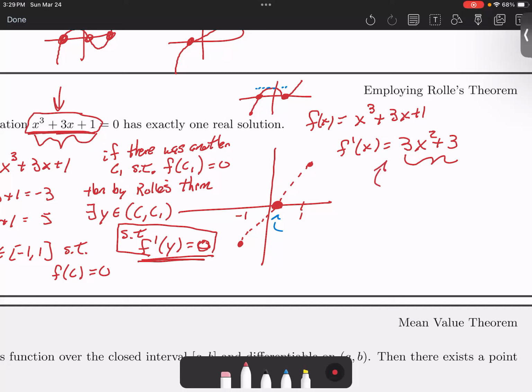In fact, it's always going to be positive, which means that this cubic function connects -1, -3, and 1, 5 by monotonically increasing, right? It never turns around and decreases. It never gives you yourself another 0 because this derivative is always positive. So you're always increasing. Therefore, you only have 1 real 0 for this cubic.